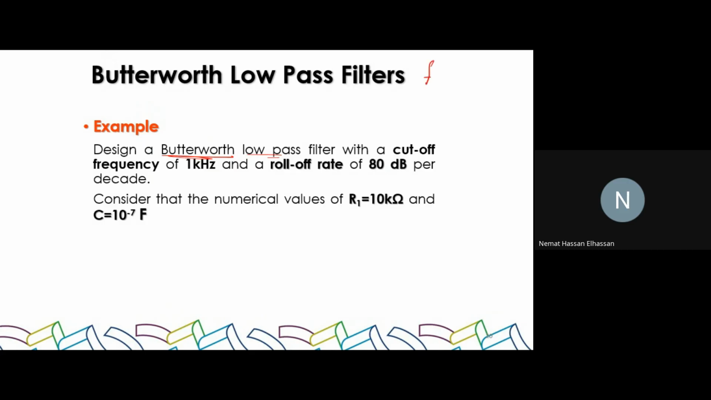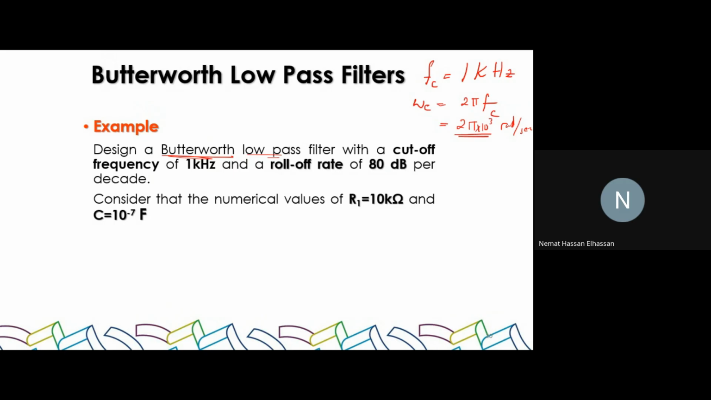Number 1, FC is equal to 1 kilohertz. Right? Usually we don't deal with frequency in hertz. We deal with frequency in omega, right? In radian per second. So you have to convert from F to omega. So omega C will be equal to 2 pi FC, right? So omega C is 2 pi FC, which is 2 pi times 1 kilo, 10 power 3, right? 10 power 3 radians per second. Let's keep that in mind as we convert it from hertz to radians.